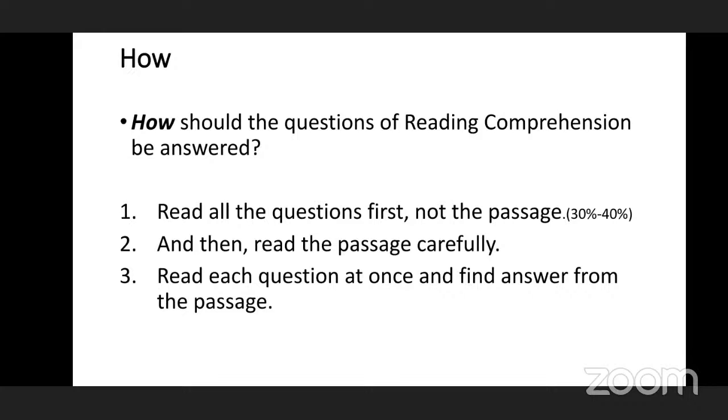So there is a difference between point number 1 and point number 3. In point number 1, we read all the questions one after the other. We don't read the matter in the passage. Whereas in point number 3, we read one question at once and we go back to the text and we try to find the answer. And we read the second question, we go back to the text and we try to find the answer. We read the third question, we go back to the text and we try to find the answer. So this is the difference between point number 1 and point number 3.